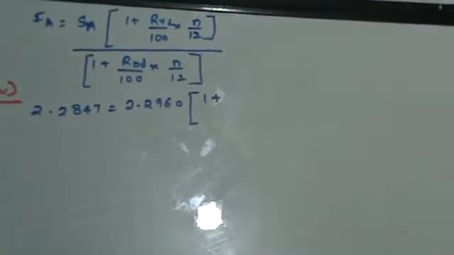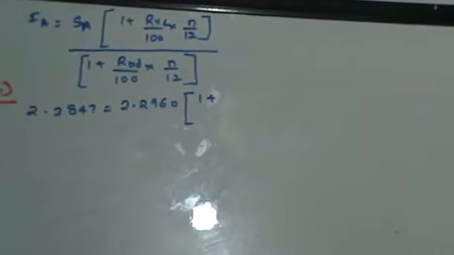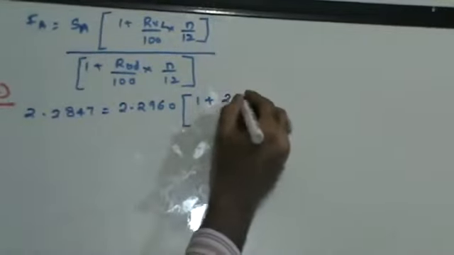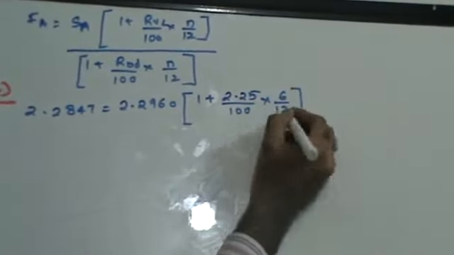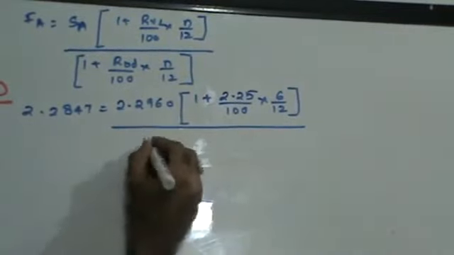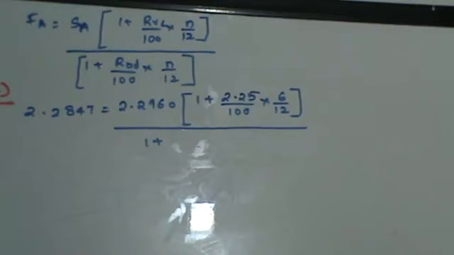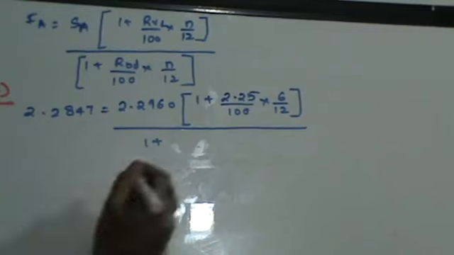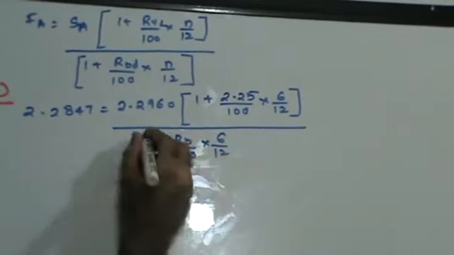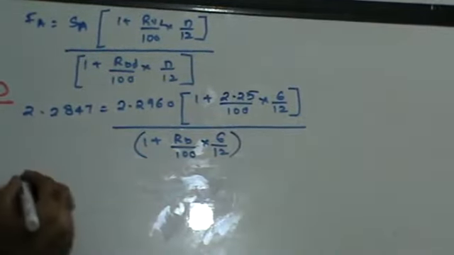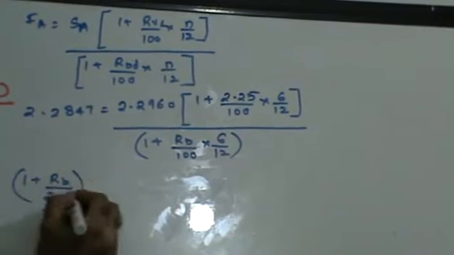1 plus lending rate in variable currency. Variable currency is Australian dollar. Lending rate is 2.25 upon 100, for 6 months forward, so into 6 by 12, upon 1 plus rate of interest in base currency. Base currency is sterling pounds. Deposit rate in sterling pounds is not given to you, upon 100 into 6 by 12. Right? Cross multiply.